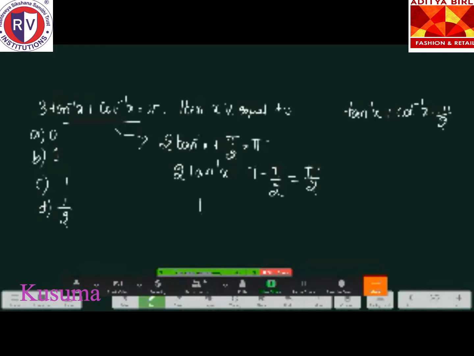Now, I'll take this 2 to the RHS. So tan inverse x will be equal to pi/4, or x is equal to tan pi/4, which is equal to 1. Okay.